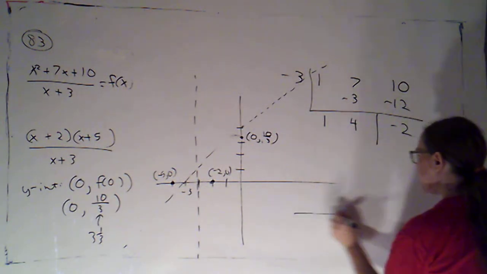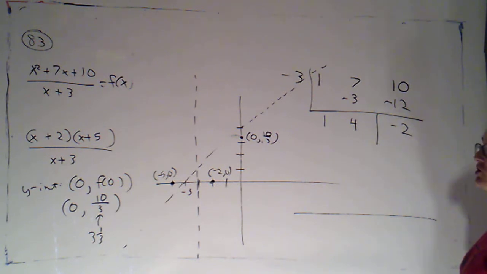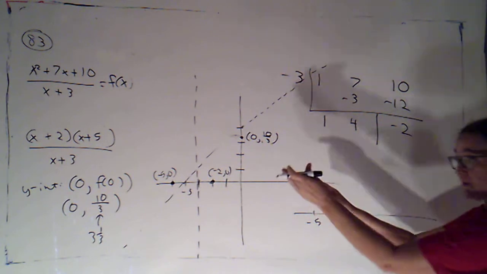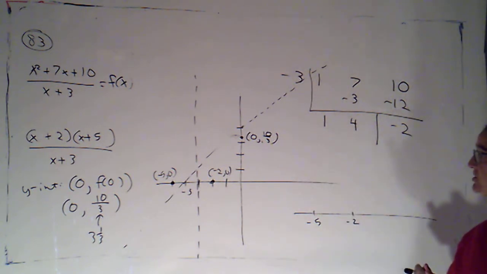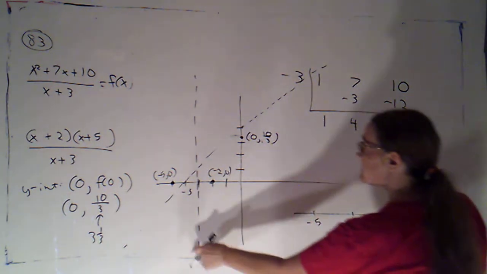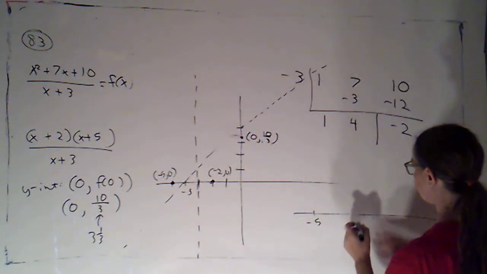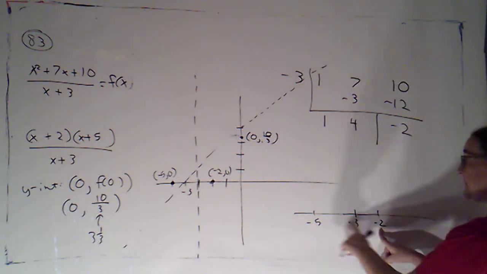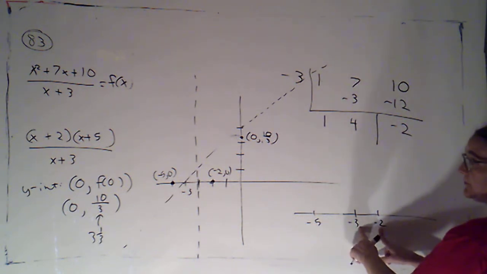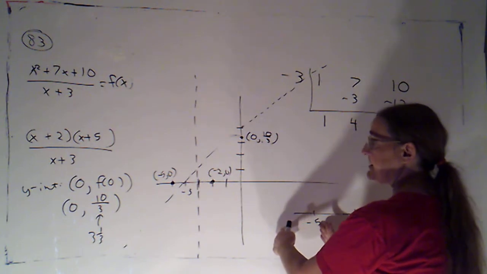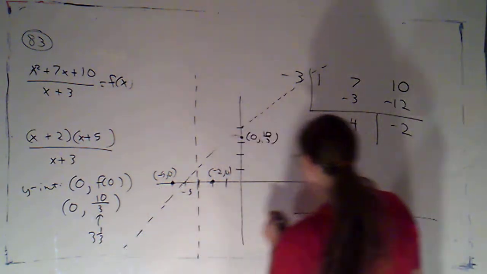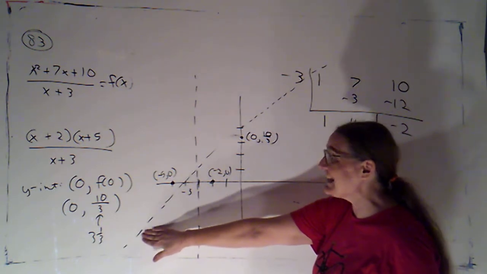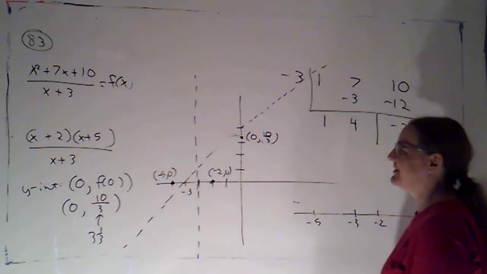I'm going to mark off on my number line the places where my function could change sign. That's at -5 and -2, the locations of my two x-intercepts, and also at -3. Whoops, -3 comes before -2. So at the location of the x-intercepts and at the location of the vertical asymptote. So to the left of -5, I can tell we've got to be negative because we've got to be close to this line, and the y values on this line are negative on that part of the plane.